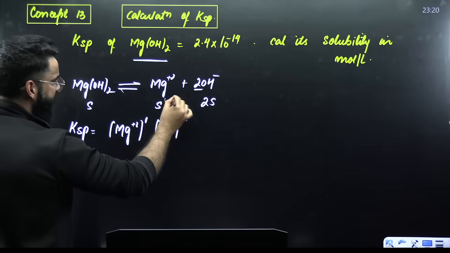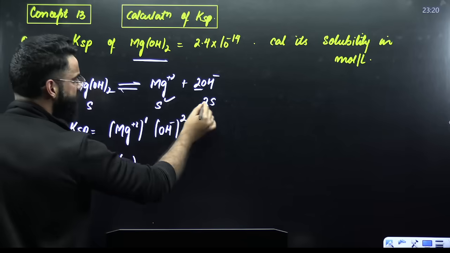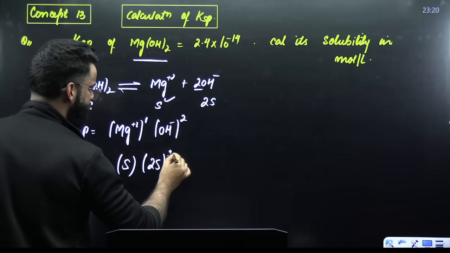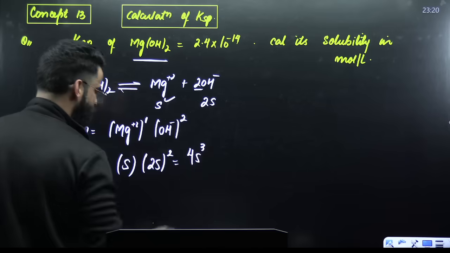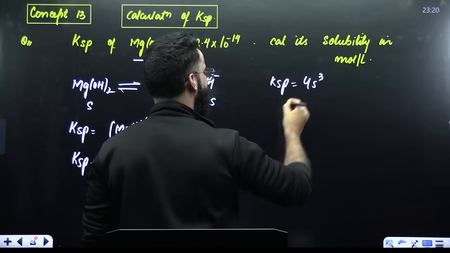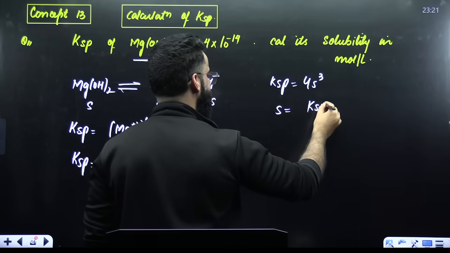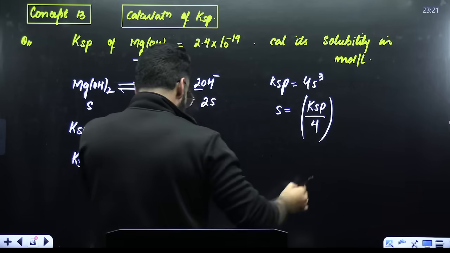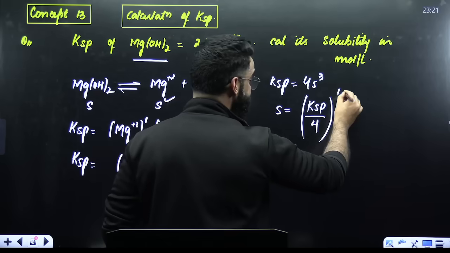What's the concentration of Mg2+? That's S. What's the concentration of OH-? That is 2S, raised to the power 2. So this value comes out to be 4S cubed. So I got to know your KSP value is nothing but 4S cubed. So I can say S is equal to (KSP divided by 4) whole raised to the power 1 by 3.